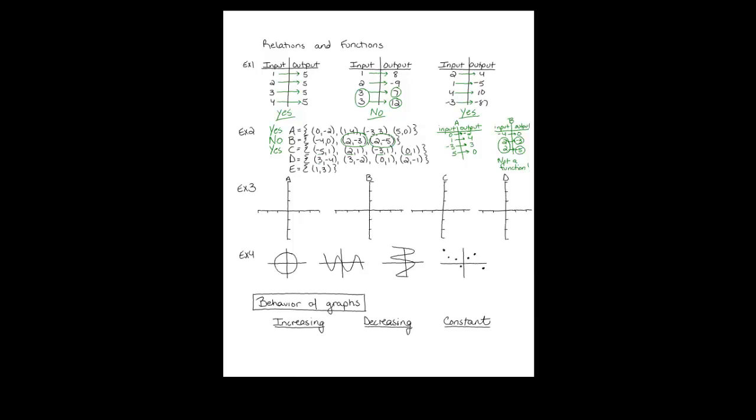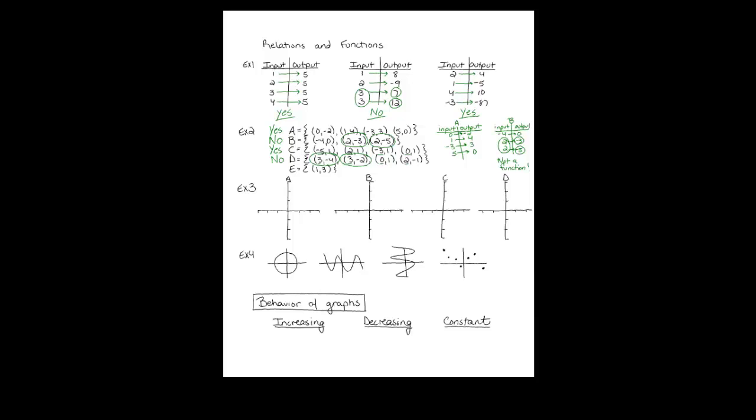Doing the same with D, we have an input of 3 with an output of -4, an input of 3 with an output of -2, an input of 0 with an output of 1, an input of 2 with an output of -1. Again, we see a problem. Here we have an input value with two different output values. So this first ordered pair, the input of 3 has an output of -4. In this one, the same input, the input of 3, has a different output, in this case -2. So D is not a function.